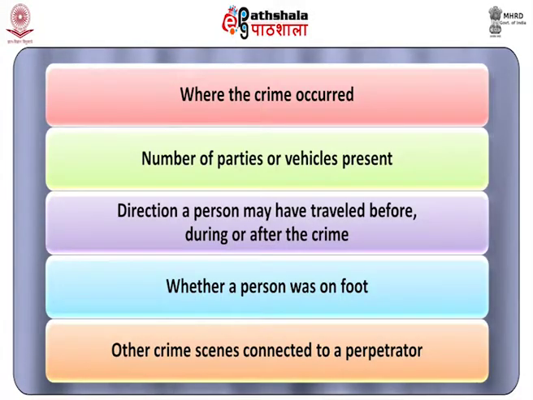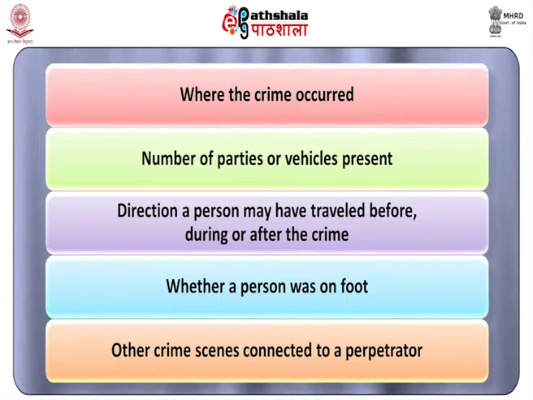This type of evidence can provide valuable information to investigators, including where the crime occurred, the number of parties or vehicles present, the direction a person may have travelled before, during or after the commission of the crime, whether a person was on foot, and other crime scenes connected to a perpetrator. This evidence can then be used to help determine if a suspect was present at a crime scene or exclude a person of interest from the investigation.